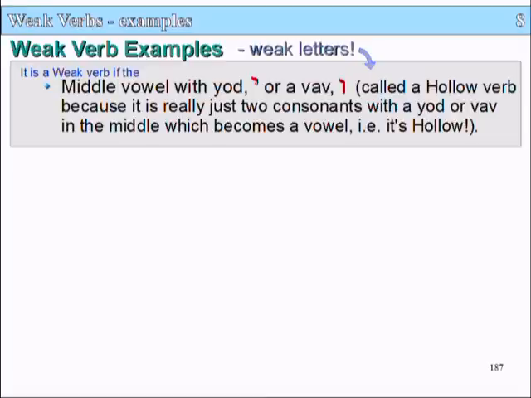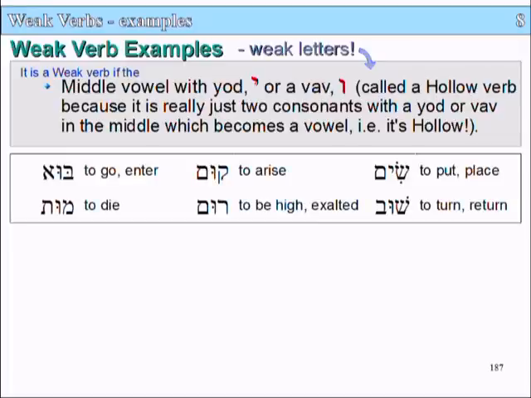So, a verb is weak if its middle vowel has a yod or a vav, in which case it's called a hollow verb, because it is really just two consonants with a yod or a vav in the middle, which becomes a vowel. So effectively it's hollow. It's got nothing in the middle. So these are hollow verbs, which are weak verbs.